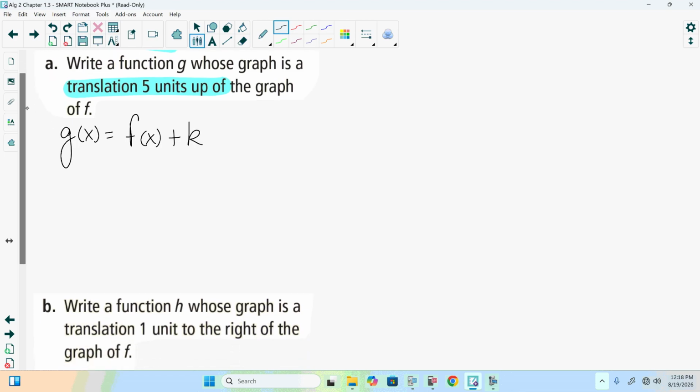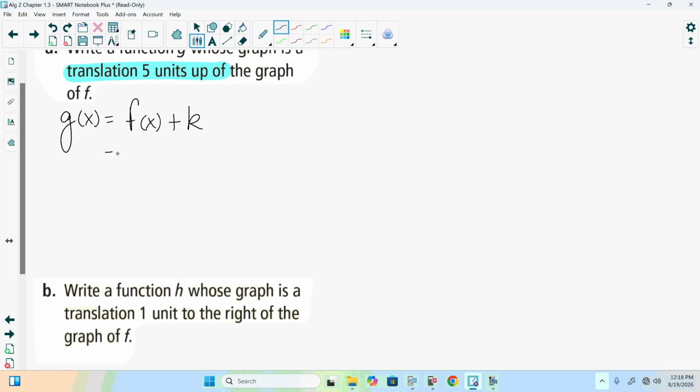And for us here, since we're moving 5 units up, that means our value of k is going to be 5. Would it be positive 5 or negative 5?